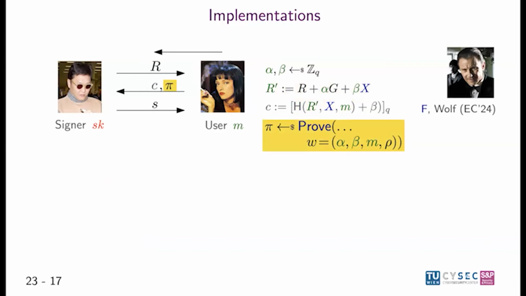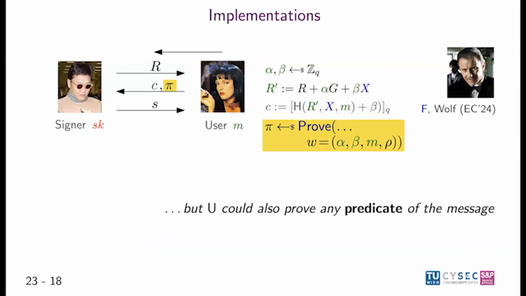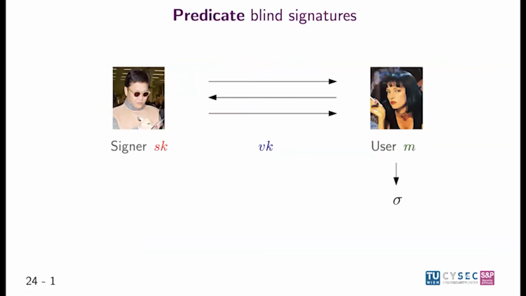So if you look at this blind signing protocol, then the user proves some statement that involves the message, right? And so an idea would be, can the user not in addition prove any predicate of that message? And that actually gives an instantiation of a primitive that seems very useful but hasn't been defined in the literature, which we call predicate blind signatures. I think it's quite an obvious thing you might want to have.